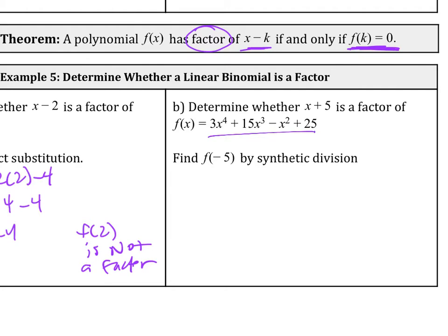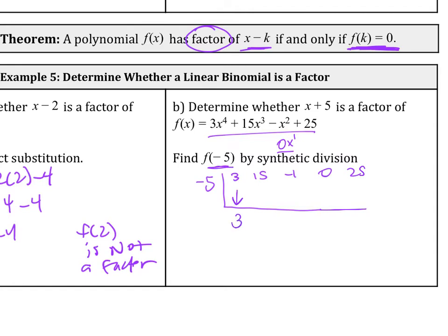So let's check to see if anything is missing. x to the fourth, third, second. x to the first is missing, so we have a placeholder there. And it says x plus 5 is a factor, and we would do that by synthetic division. So if it's x plus 5, we're going to put the negative 5 on the outside. Notice there's two ways that they represented this. Remember that the x plus 5, we put in the opposite, and then it tells us f of negative 5. So that should match here. Then we put in the coefficients: 3, 15, negative 1, 0, and 25.